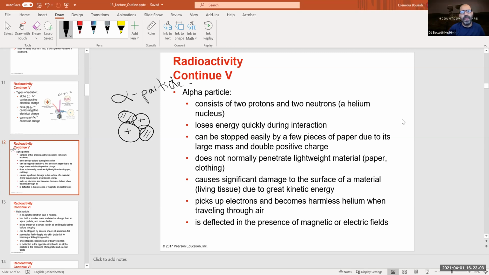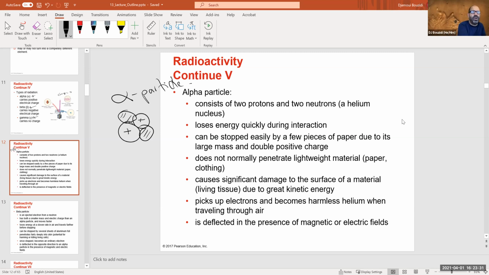Alpha particles do not normally penetrate lightweight materials like paper or clothing. They cause significant damage to the surface of a material, living tissue, like a burn on top of the surface, okay? Due to great kinetic energy, because it hits it, yes, it's going to be stopped, but it's going to lose that kinetic energy and cause damage to the surface. And it picks up electrons and becomes neutral, basically.